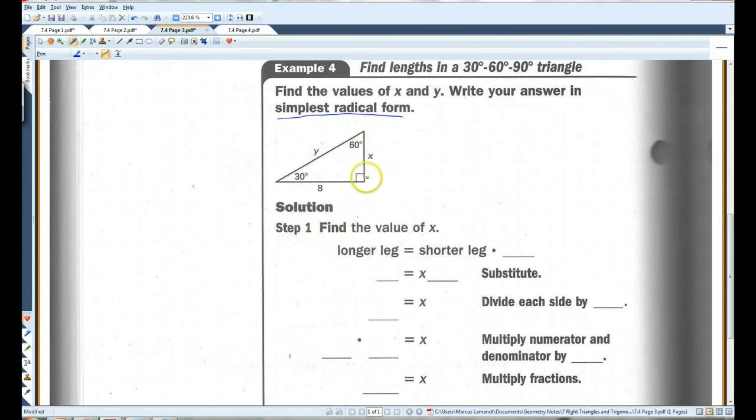Okay. Remember, the long leg is the shorter leg times root 3. The longer leg is 8. Okay, I'm going to divide each side by root 3.